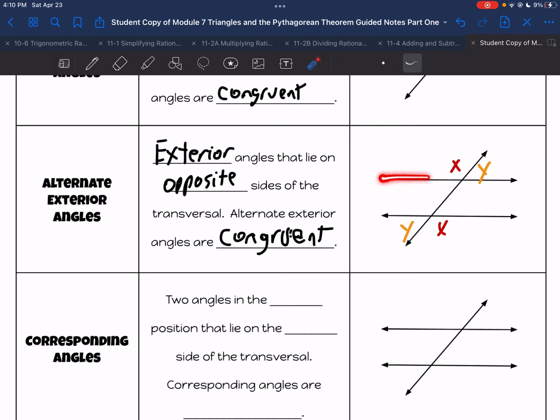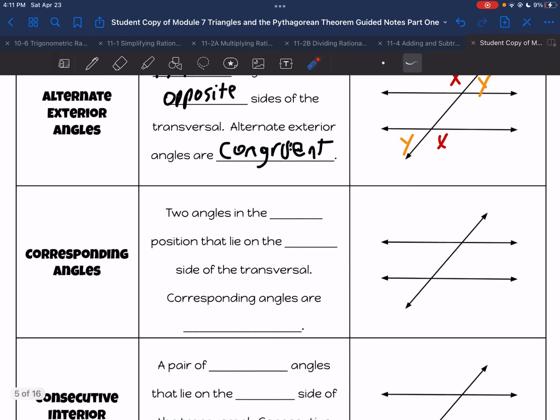Okay, and again, I'll use the laser pointer. They're on opposite sides of the transversal, and they're both outside of the parallel lines. So they're on opposite sides of the transversal, and they're on the outside of the parallel lines.